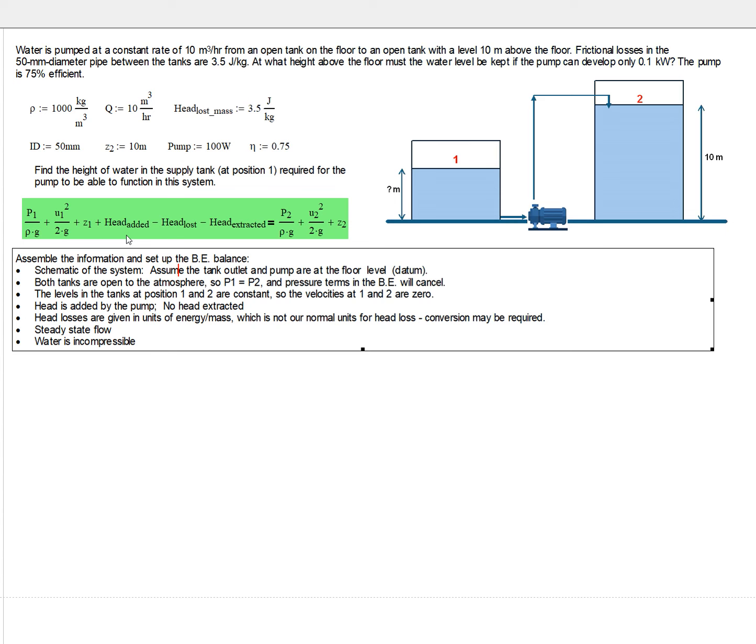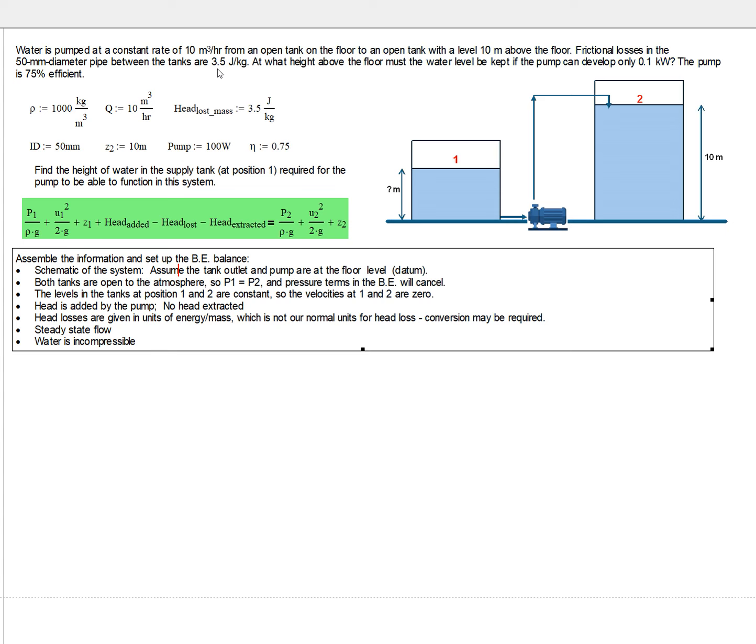Do we have head being added to our system? Yes, head is being added to our system by the pump. And we're told what the pump power is, so we'll be able to do that calculation. Any head extracted? Nope, no head extracted. What about head loss? Yes, we do have frictional losses in the piping.